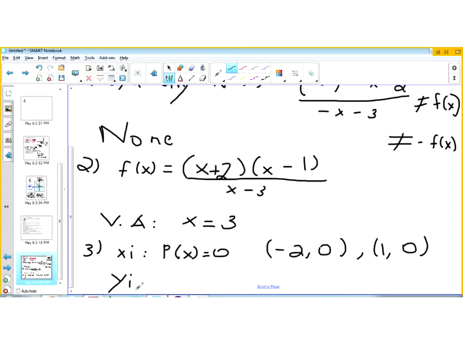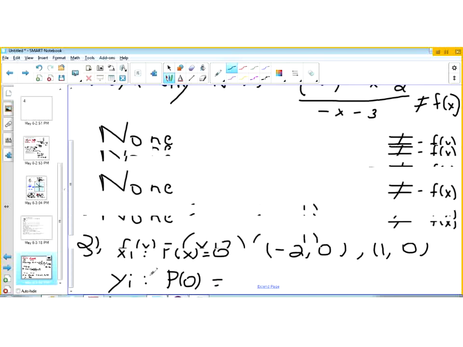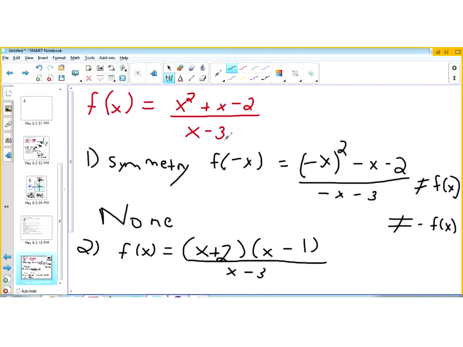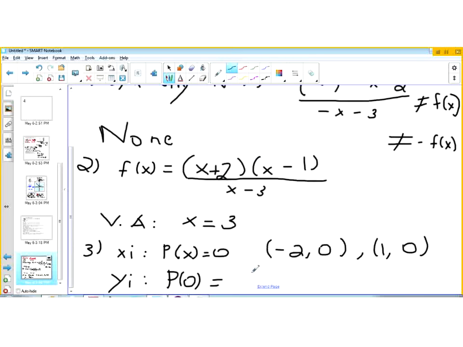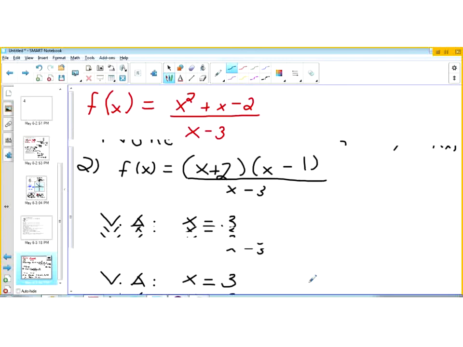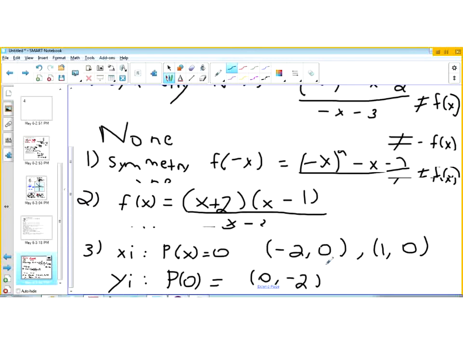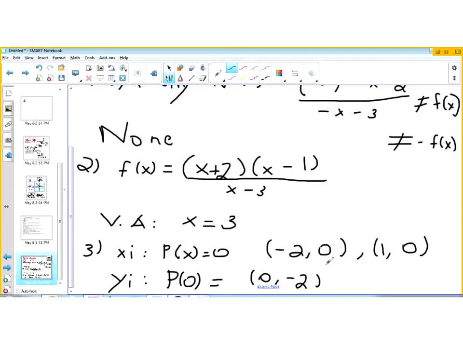The y-intercept is found by setting x equal to 0 in f of x. So, what was the rule? p of 0, right? If we plug in 0 here, that would be negative 2. So the y-intercept would be 0, negative 2. Is that right? Yeah. So, all right. So we have at least 3 points on our graph now, right?